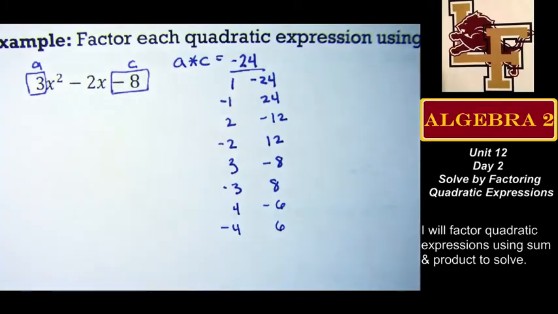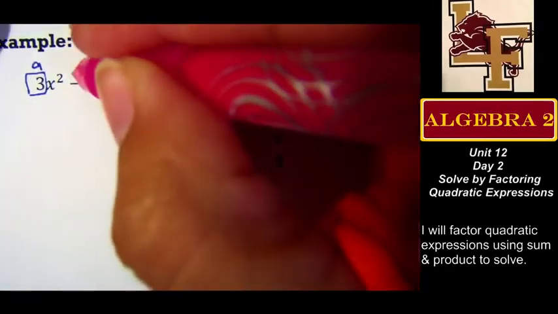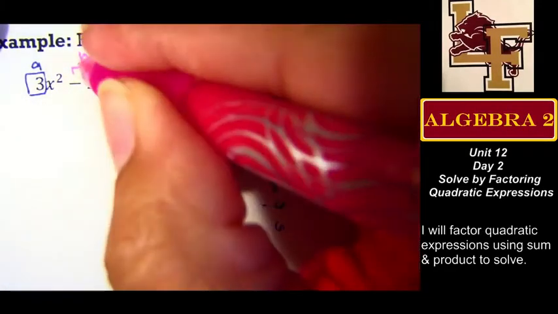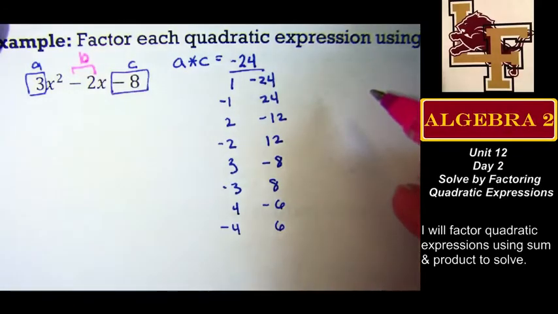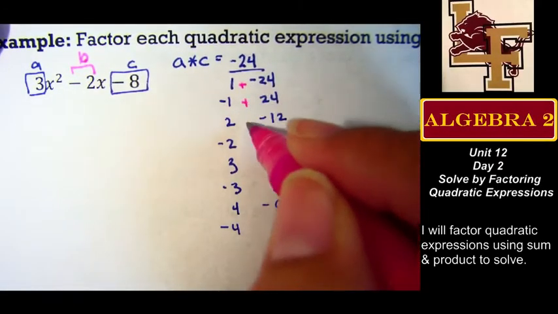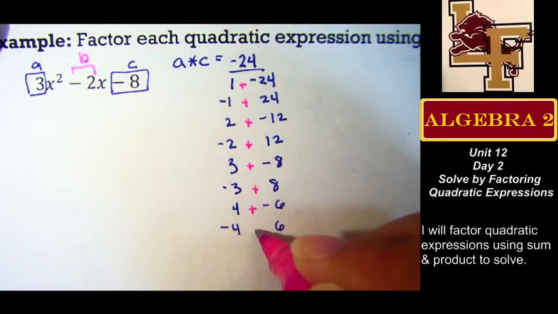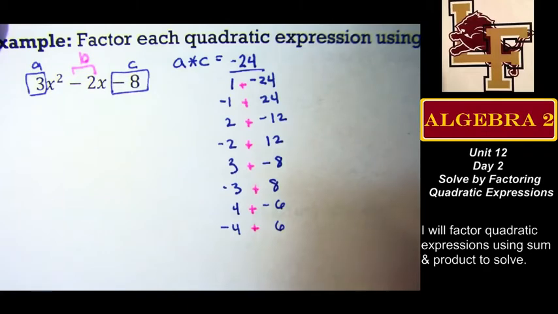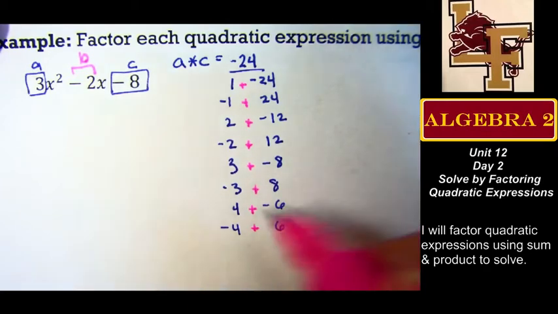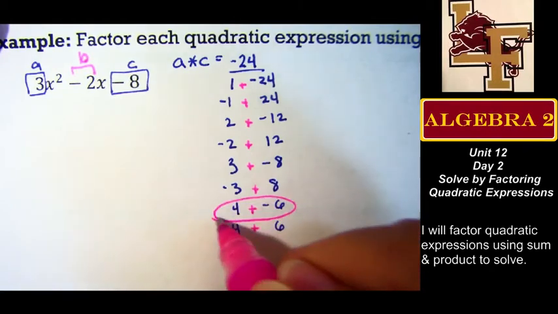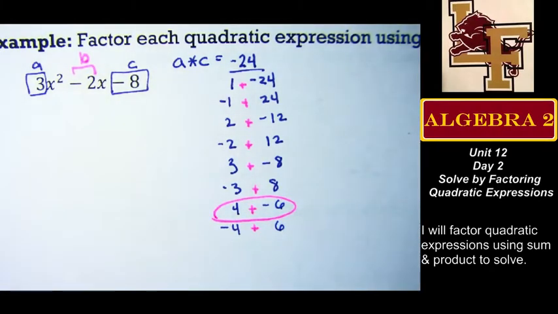Good. And so we're looking for the pair that when I add together gives me a negative 2. Which pair? Maybe 4 and 6. Yep, 4 and negative 6.